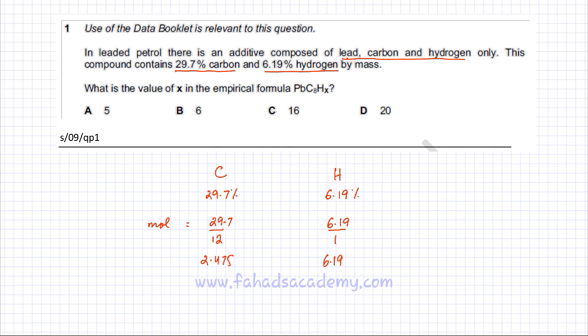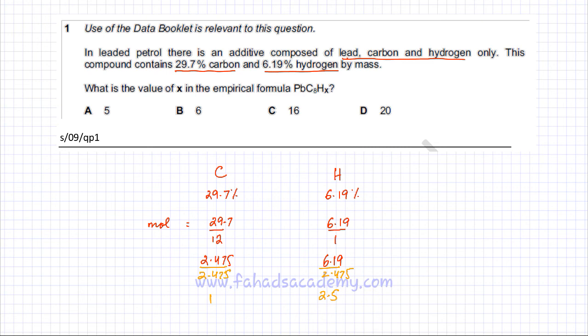To find the simplest ratio, I would pick the smallest number and divide both values by that smaller value. So between the two, the smaller value is 2.475. So this would be 1, and I would divide 6.19 by 2.475 on my calculator. The value that I get is approximately 2.5. So what this means is that the ratio of carbon to hydrogen is, for every 1 carbon there would be 2.5 hydrogens.